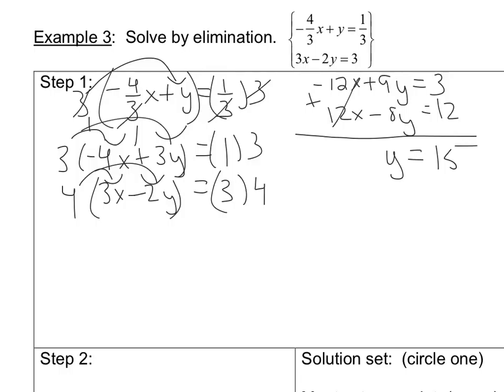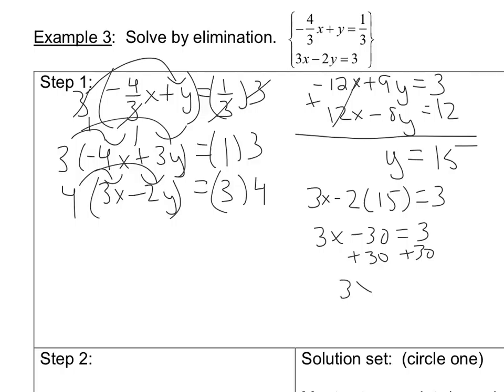Now, if you wanted to, you could go and plug it into the first one, but I don't want to deal with the fraction, so I'm going to take it, plug it into the second. So 3x minus 2 times 15 equals 3. 3x minus 30 equals 3. Add the 30. 3x equals 33. Divide by 3. X equals 11. So our final answer is 11, 15.